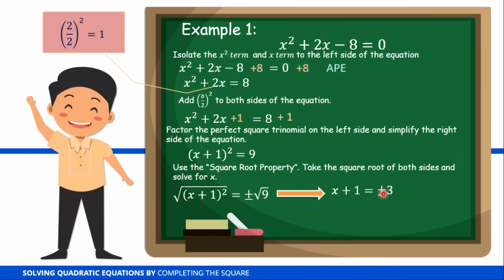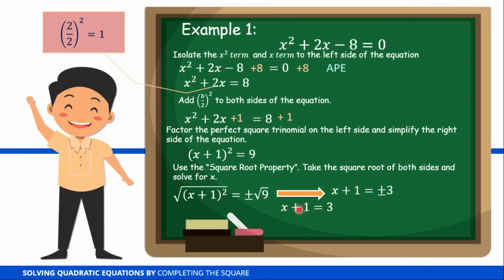Remember na mayroon tayo ditong dalawang value ng 3. We have positive 3 and negative 3. Solve natin yung value ng x. Unahin natin kunin ang positive 3. X plus 1 is equal to 3.